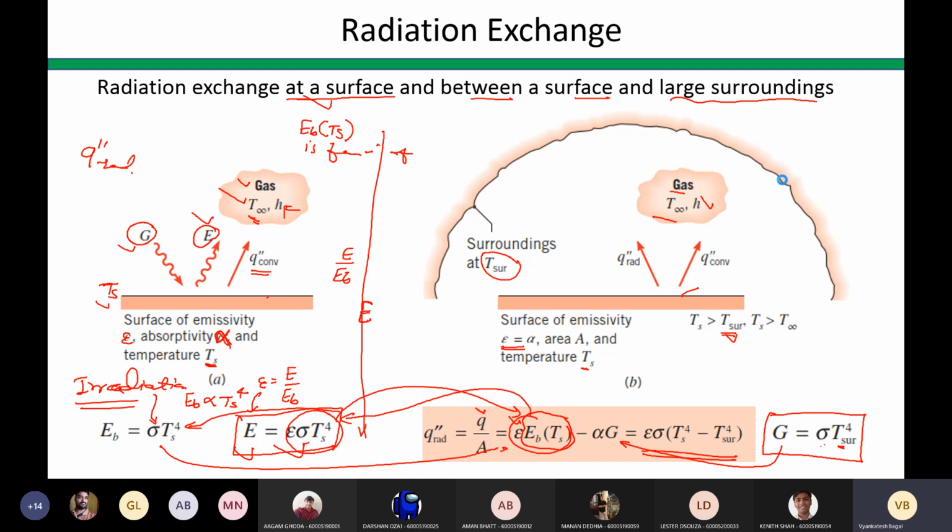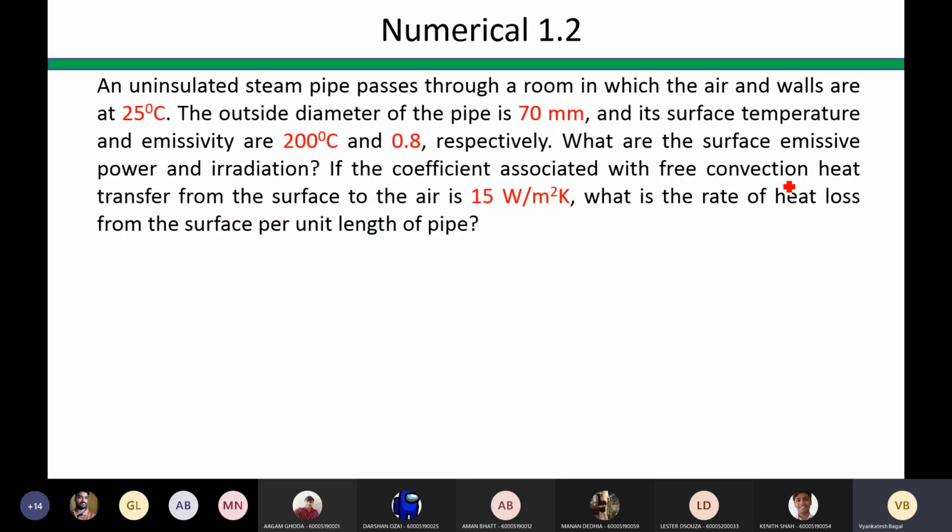Fine. On this one. An insulated steam pipe passes through a room in which the air and walls are at 25 degrees centigrade temperature. The outside diameter of the pipe is 70 mm and its surface temperature and emissivity are 200 degrees centigrade and 0.8 respectively. So temperature is 200 degrees centigrade, emissivity is 0.8, epsilon.